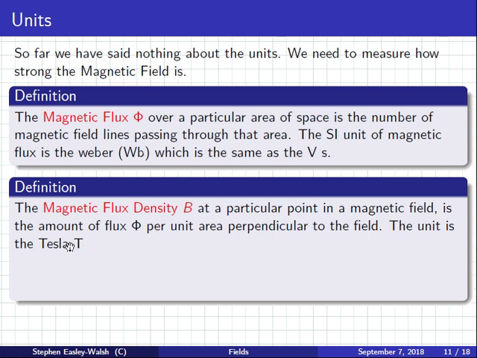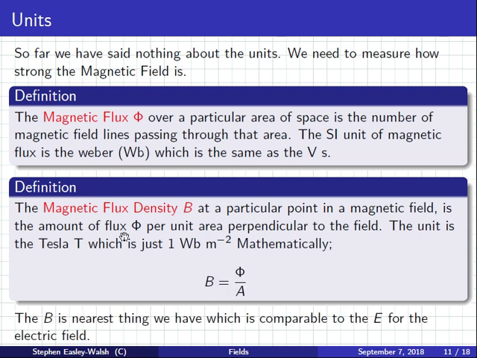So what would be a Tesla if you were to think about the definition? Something per something. What would you say? Flux per area. Yeah. So what is the unit for flux? Weber. And the unit for area? Meter squared. So a Tesla is the same as a Weber per meter squared, which is just 1 Weber per meter squared. And what would be the formula for the magnetic flux density here? Flux over area. Yeah, that's it. So it's just flux over area. Okay.